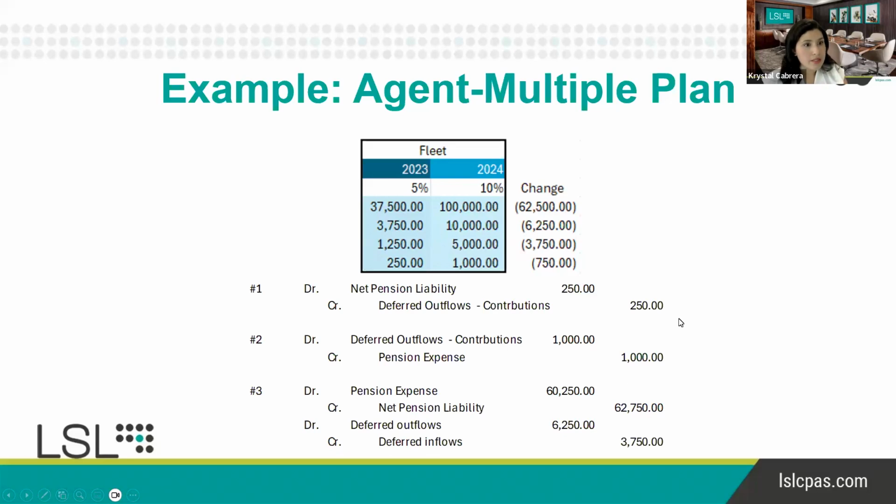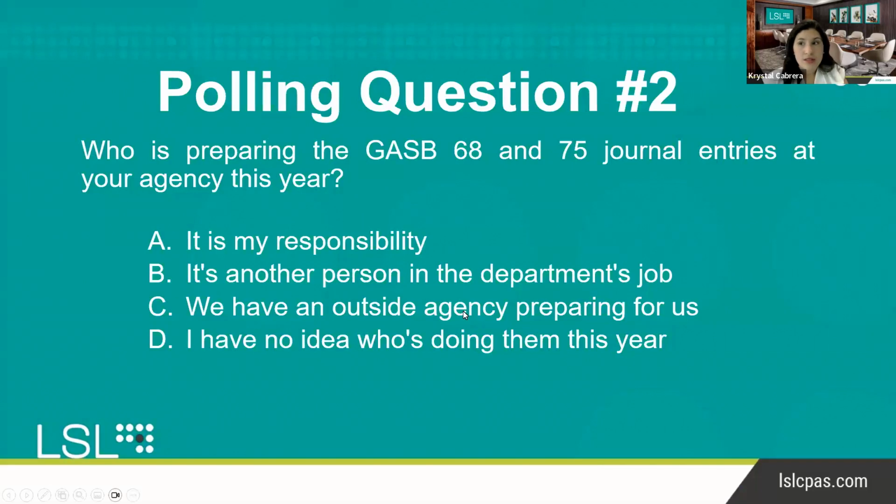Other than that, I think you should be good with this allocation. So this is exactly how you would do it in the water fund, in your government-wide fund. And then basically your plug is always going to end up being pension expense. And with that, let's move on to the next polling question.